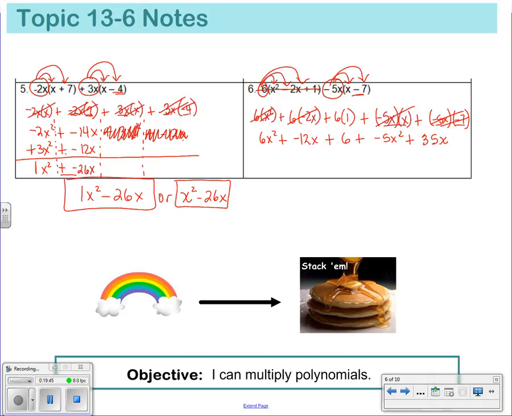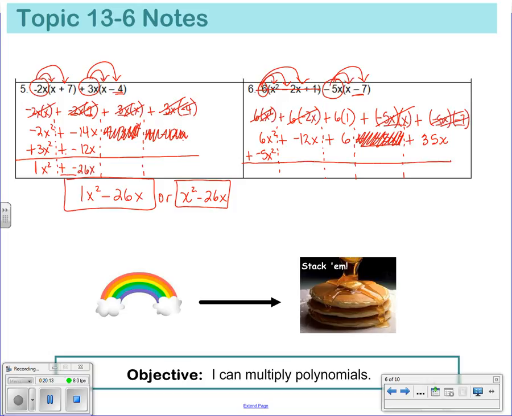Now let's see if we can stack them up. We have our 6x squared. Look for any other x squareds. Sure enough, we have a plus a negative 5x squared, so I'm going to rewrite it over here. Plus a negative 5x squared. And since I wrote it over there, I'm crossing it out. I just moved it, so it's lined up underneath, stacked up.